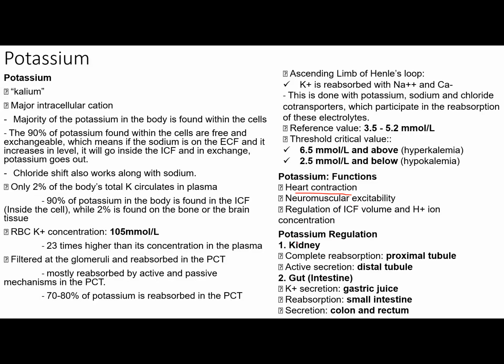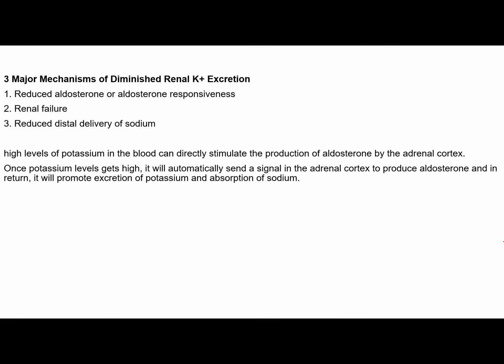Now, potassium is regulated by the kidneys. So as mentioned, it is reabsorbed in the PCT for complete reabsorption, with active secretion in the distal tubule. Then it is also regulated by the gut, specifically the intestines. So potassium secretion is controlled by the gastric juice, reabsorption in the small intestine, and secretion via the colon and the rectum.